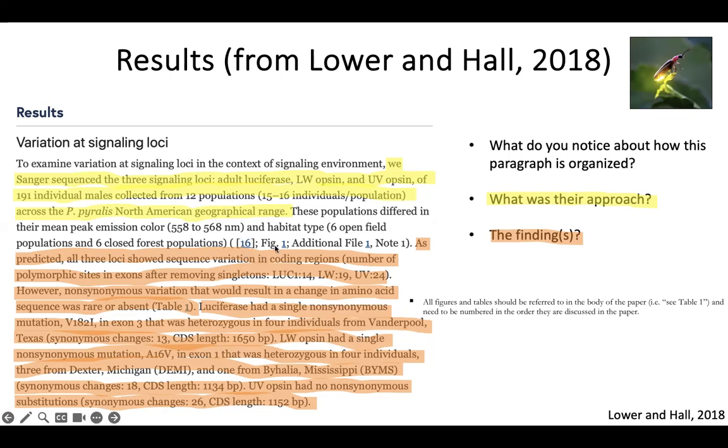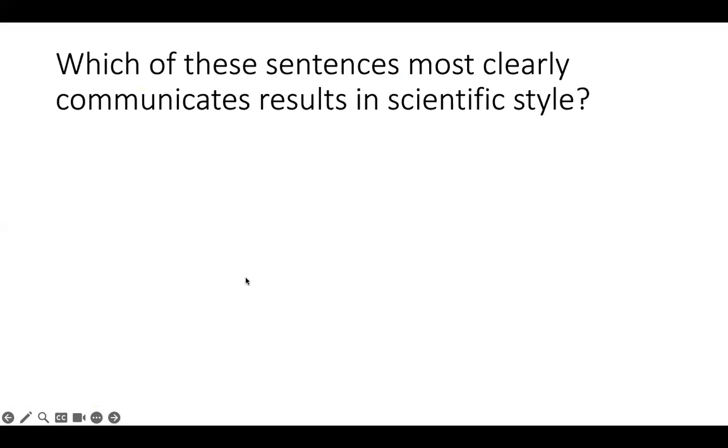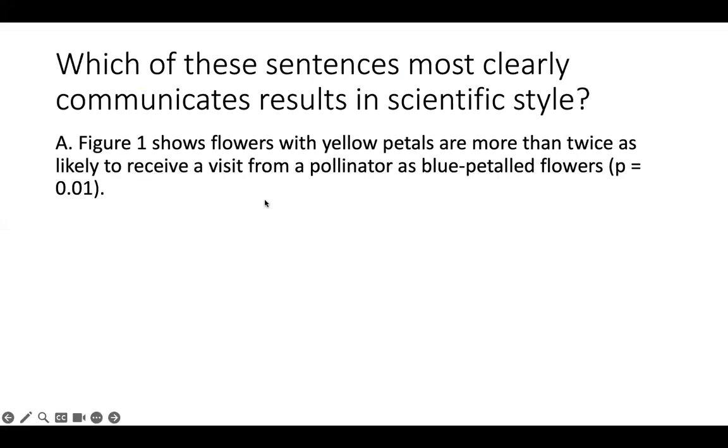Okay, so now we're going to pivot to sort of following this format a bit. We're going to work on basically writing results clearly in a scientific style. So my question for you is, which of these 4 following examples most clearly communicates results in a scientific style? Is it A, figure 1 shows flowers with yellow petals are more than twice as likely to receive a visit from a pollinator as blue-petaled flowers?